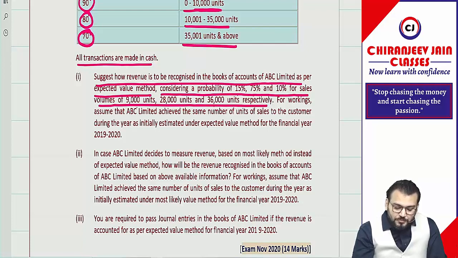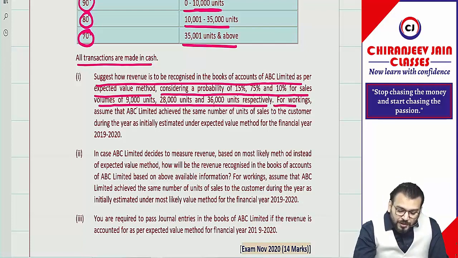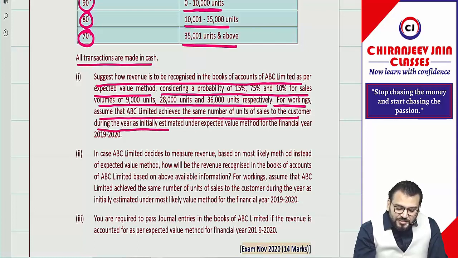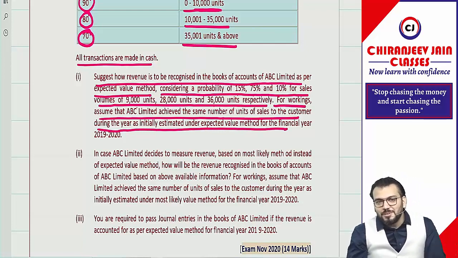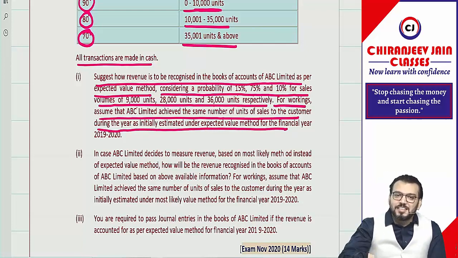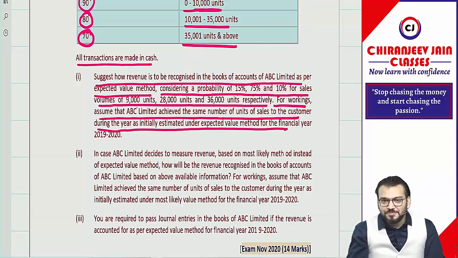For working, assume that ABC Limited achieved the same number of units of sales to the customer during the year as initially estimated under the expected value method for the financial year 2019-20. One good point is they have given that whatever you expected was actual.